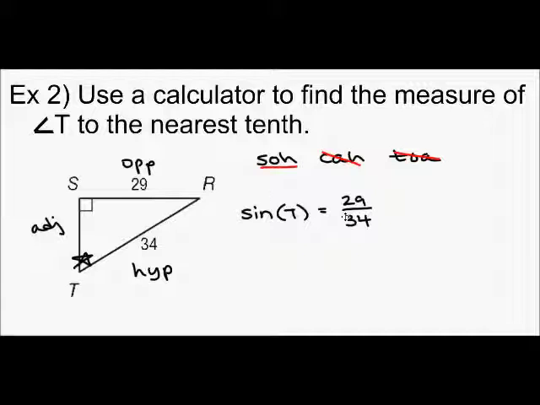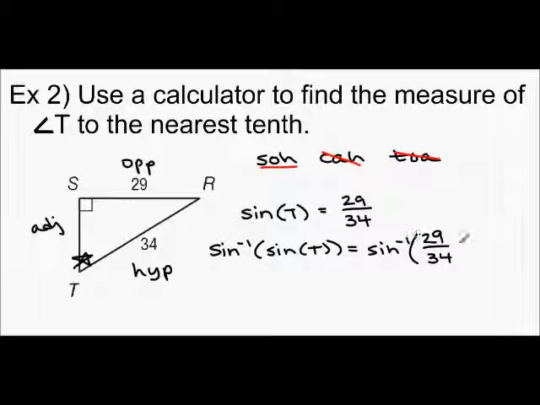But I don't want to find sine T. I want to find T. How can I get T by itself? If you're saying divide by sine, that's wrong. This is not multiplication. This is not sine times T. It is sine of T. This is a function. What I want to do is arcsine both sides. So arcsine of sine of T is equal to arcsine of 29 over 34. So over here, those cancel, and I'm just left with a T.